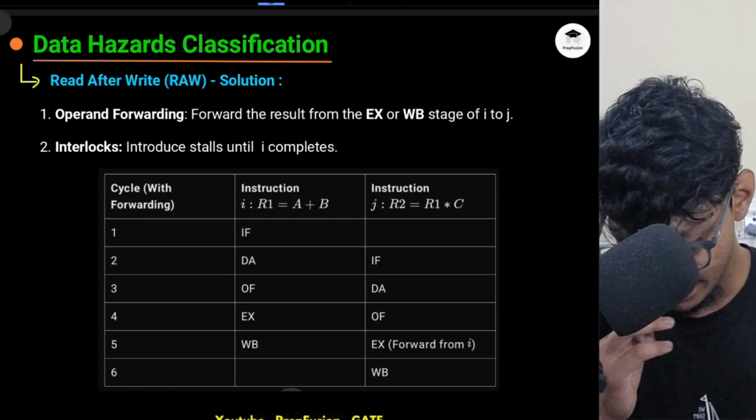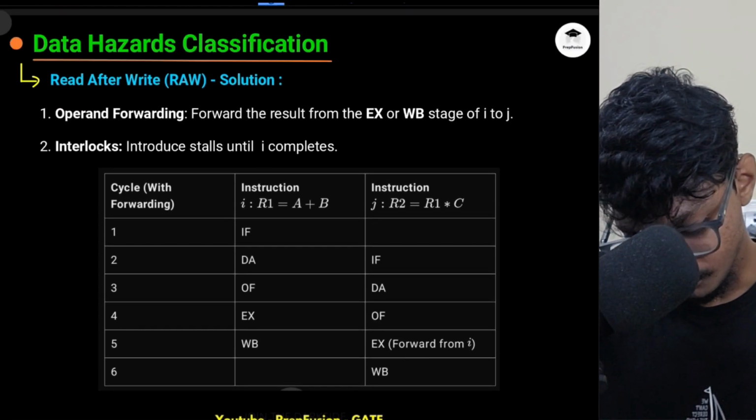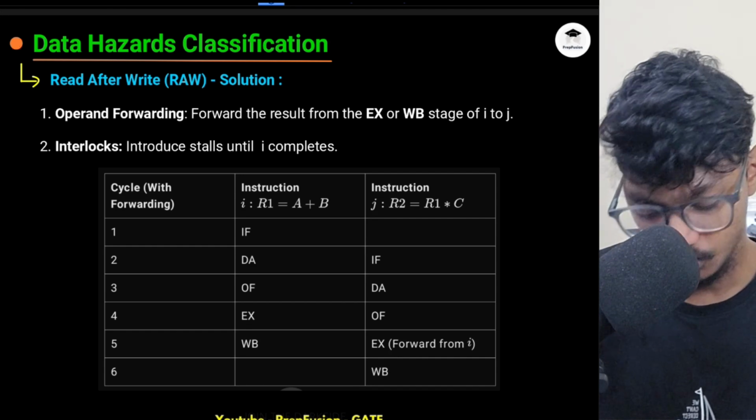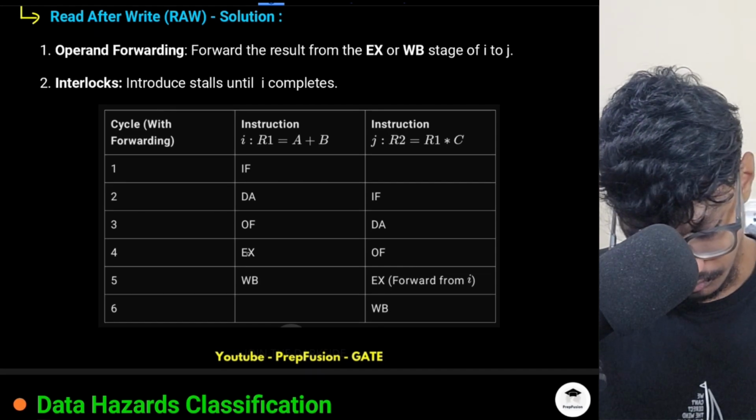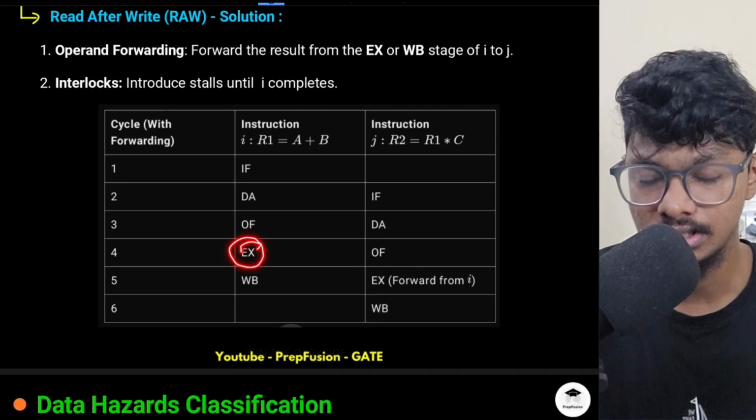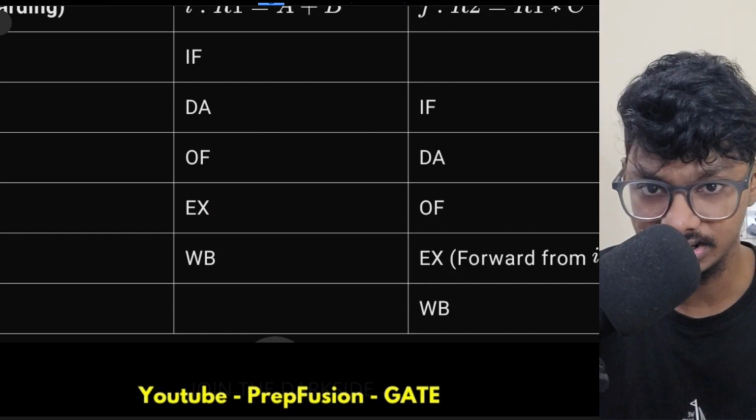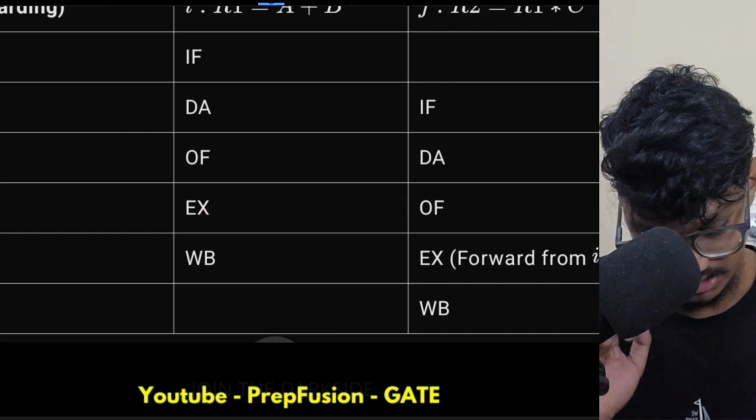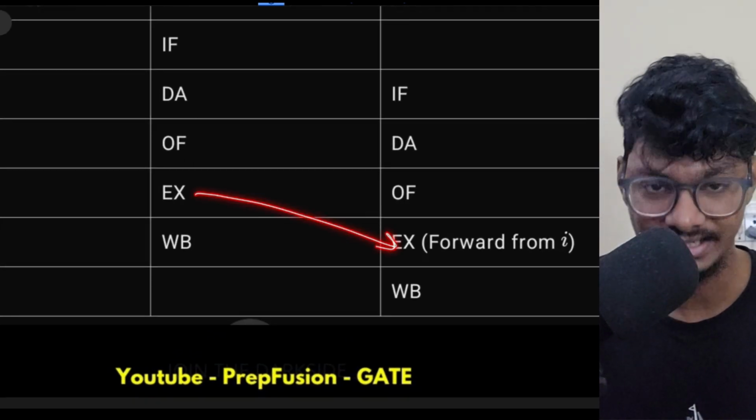Then there is read after write. So how can we negate this read after write problem? We can use operand forwarding that I have just explained. What we do is, after this execution phase, it is written to the registers. As soon as it's written to the register, I send it to the next stage. Actually, I send it to the execution phase of the next stage.